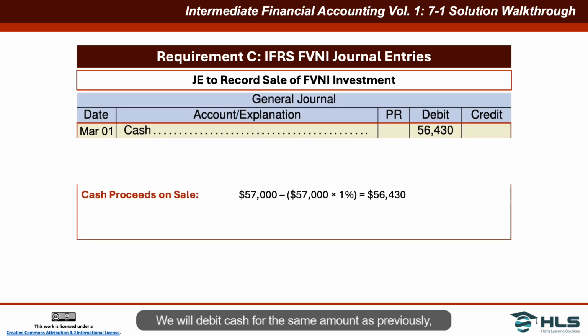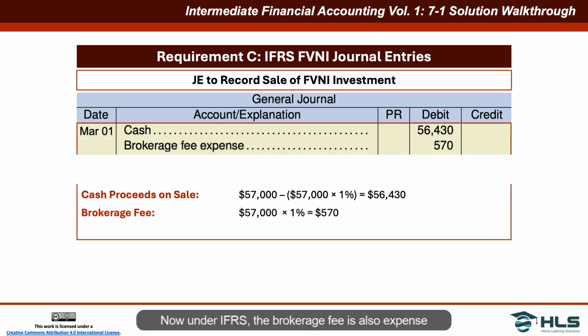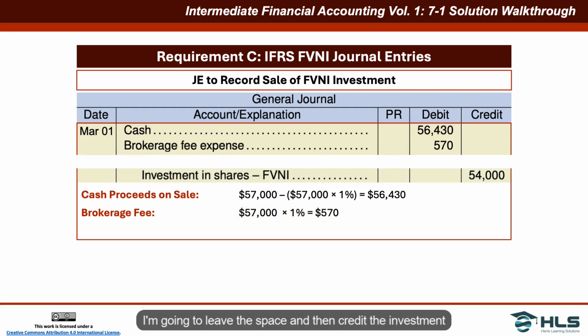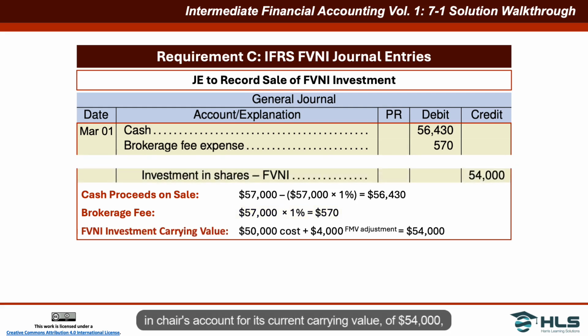And then the last entry is the sale on March 1st, we will debit cash for the same amount as previously, $56,430, again calculated as the $57,000 value of the shares minus the 1% brokerage fee. Now under IFRS, the brokerage fee is also expensed separately. So we're going to debit brokerage fee expense for $570, which is 1% of the $57,000 fair value of the shares. I'm going to leave a space and then credit the investment in shares account for its current carrying value of $54,000, which is the original $50,000 cost plus the $4,000 fair market value adjustment from December 31st. That's a total of $54,000.